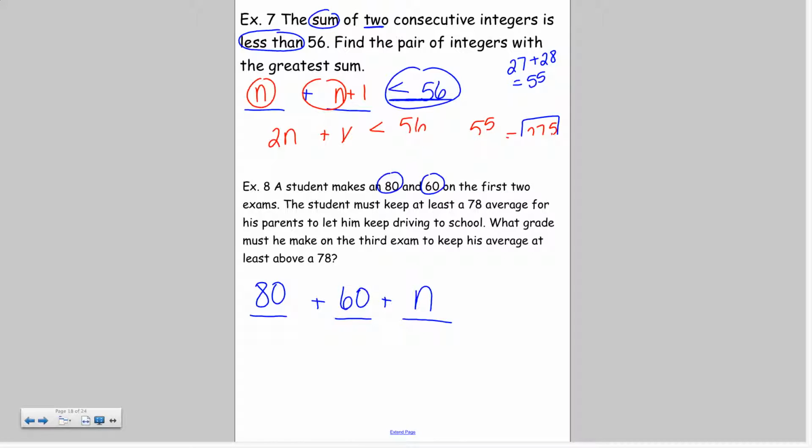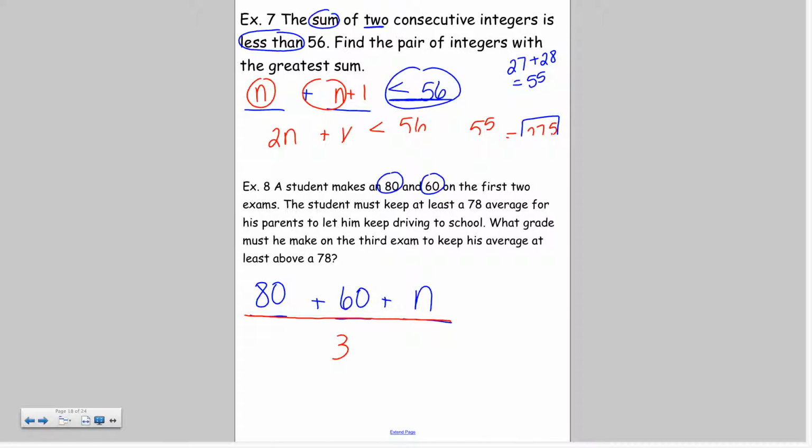Now, if we're talking about averages, to find the average, you add up all of your numbers and divide by however many numbers you have. Well, we're going to have 3 numbers. Right now we just know 2 of them, but we will have 3 numbers because it says there will be 3 tests. So we're finding the average of the test grades. It says that he has to keep his average at least above a 78.